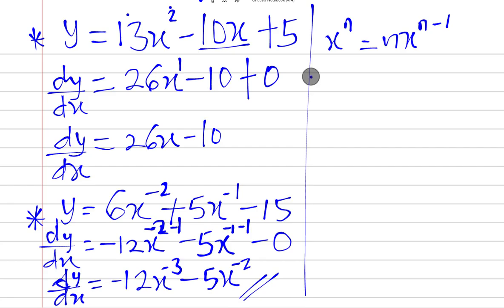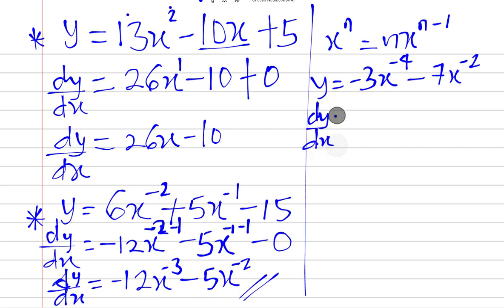Last example, let's say I have y equal to minus 3x raised to power minus 4 plus minus 7x raised to power minus 2. Are you seeing that? What will be the dy dx here? Your dy dx will be what?